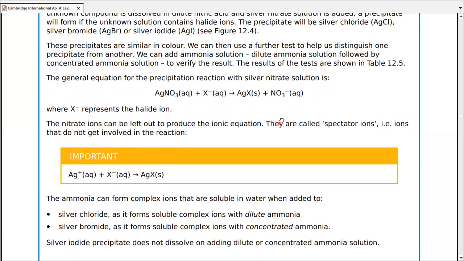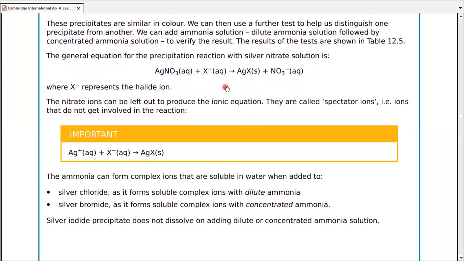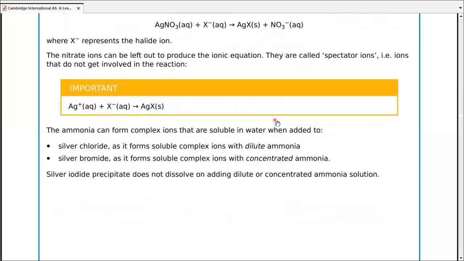Now the results are shown as that the silver nitrate tends to react with the halide ion. It forms the silver halide and gives you the nitrate ions. The silver halide is represented by AgX and the halide ions are represented by X negative. Simply speaking, the nitrate ions are the spectator ions and they don't get involved in the reaction. Silver and halide ions are what we are after. So of course, that would be the ionic equation for the reaction.